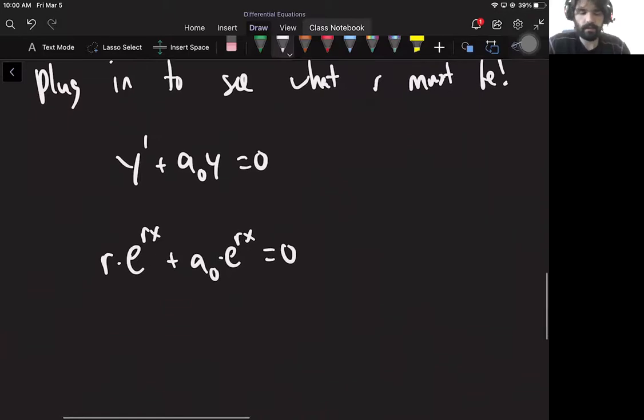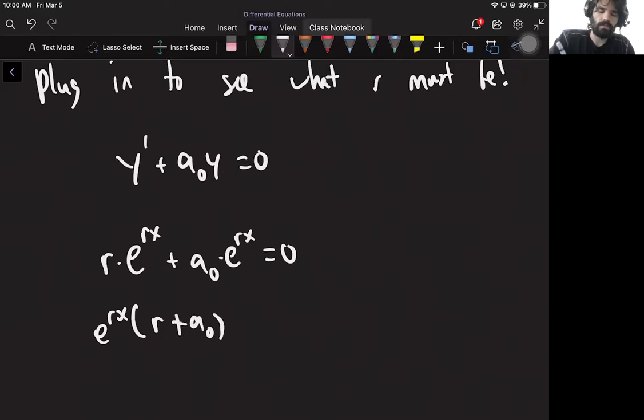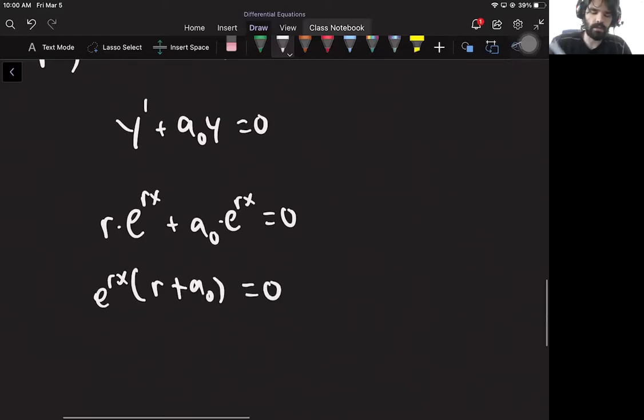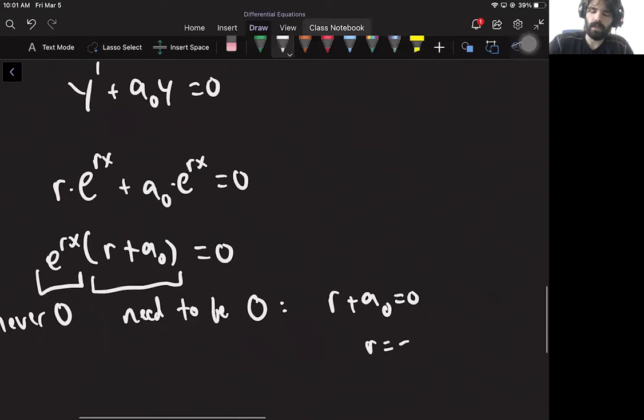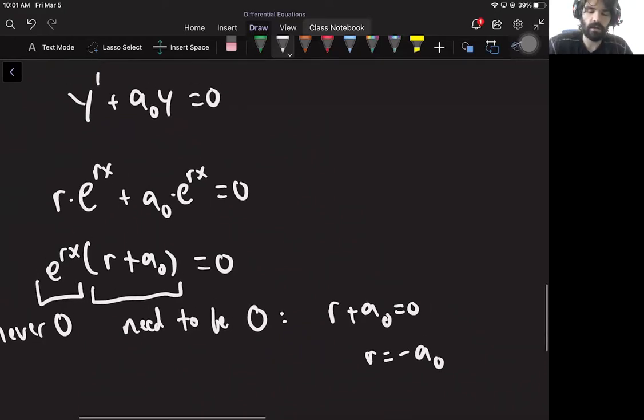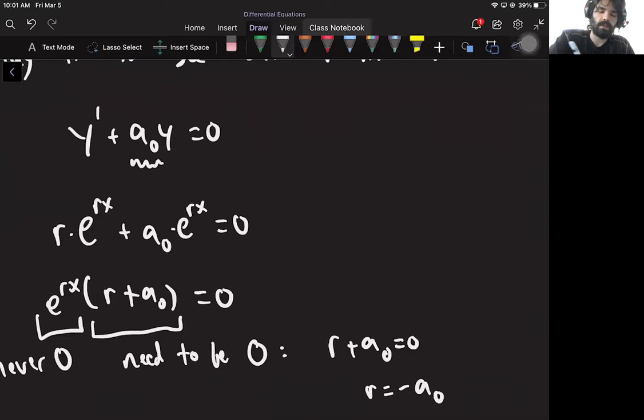Here we can factor out e to the rx. And because this is an exponential function, we know that this is never 0. So in order for the multiplication of two things to be 0, we need one of them to be 0. So we need this to be 0 instead. So I can solve for r now. So r will be negative a0. Whatever that constant is here, that's going to tell you r.